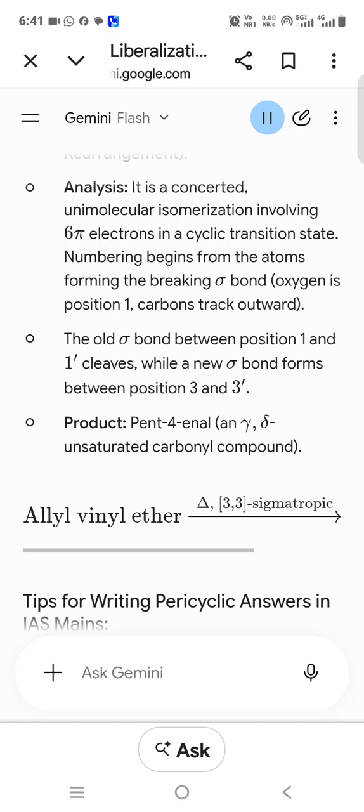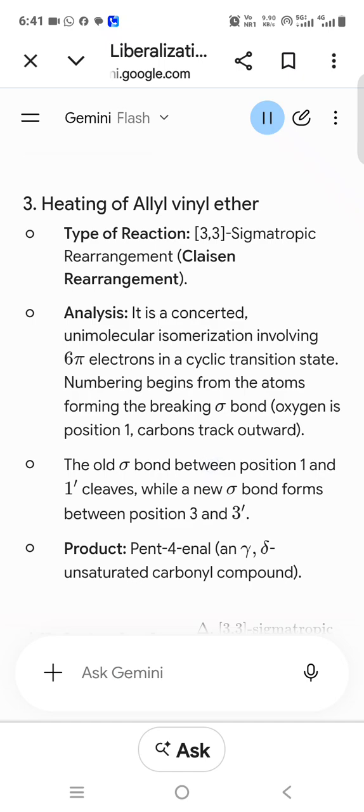2. Identifying the reference FMO. For a 4-pi electron system in thermal conditions, we look at the highest occupied molecular orbital, HOMO, of the corresponding open chain conjugated system, 1,3-butadiene, to determine the pathway. The pi molecular orbitals of a 4-pi system are psi_1, psi_2, psi_3, psi_4. The thermal ground state HOMO is psi_2. Symmetry of psi_2: it has a C_2 axis of symmetry, antisymmetric with respect to the mirror plane, M.